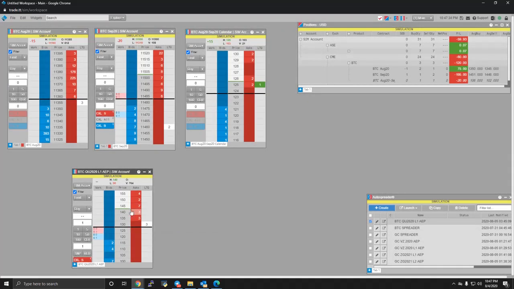Yep, I'm working to sell the spread at 125. Now you will see my bids and offers populate here in the September contract. I am on the best offer in the Bitcoin September 2020 outright market, and I'm just off the best bid in the Bitcoin September 2020 outright market.